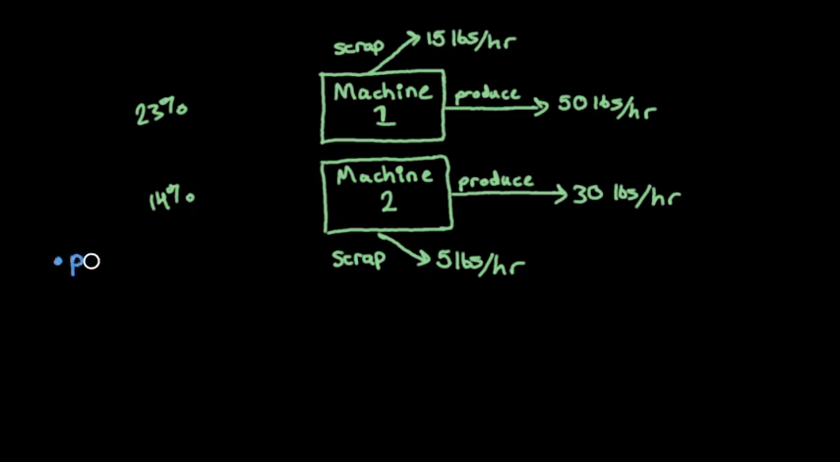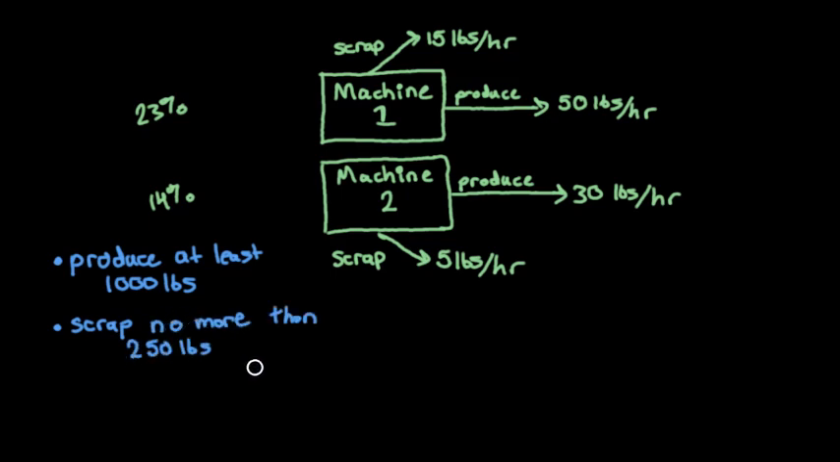Let's say in a day you want to produce at least 1,000 pounds of material on these machines. And in a day, you don't want to scrap more than 250 pounds. And that'll keep your scrap rate at under 20%, which would be great.